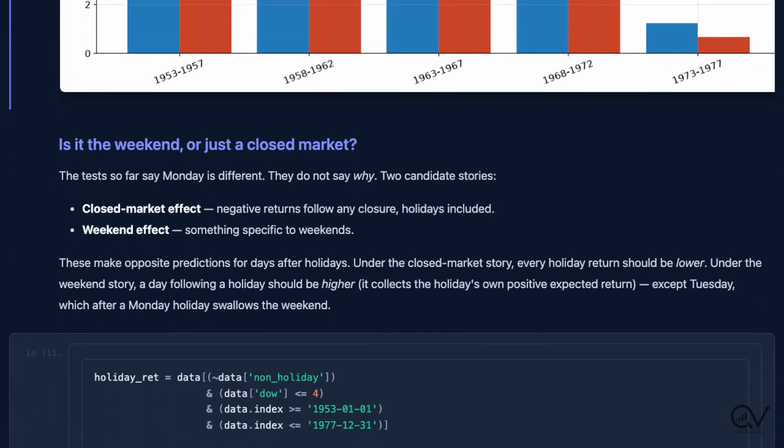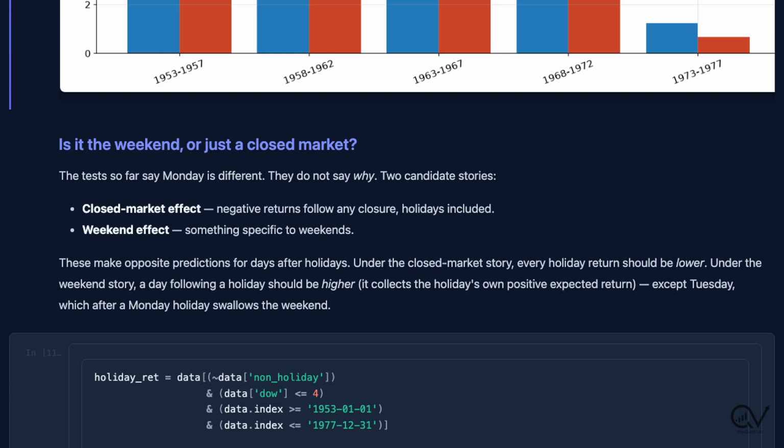The tests so far established that Monday is different. They say nothing about why. There are two candidate stories. The closed market story says negative returns follow any closure, holidays included. The weekend story says there is something specific about weekends.